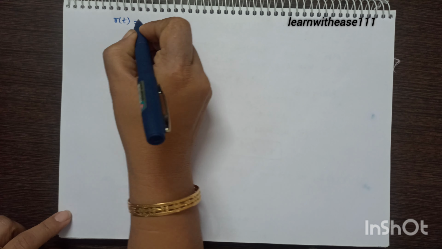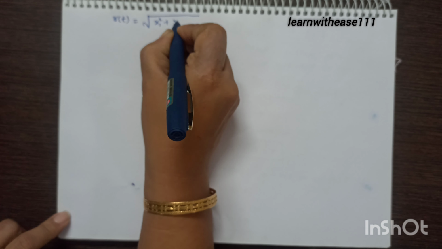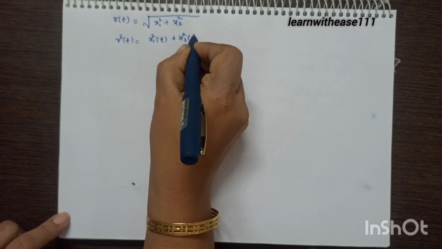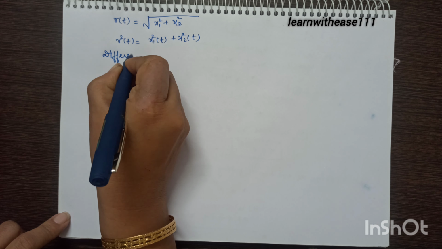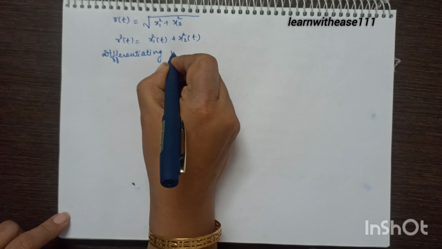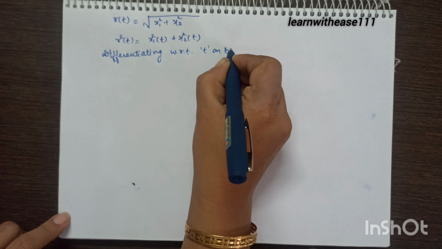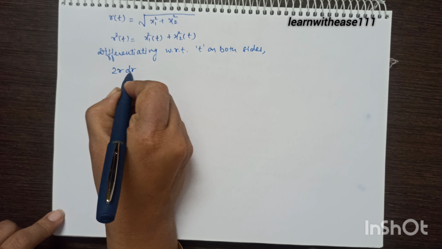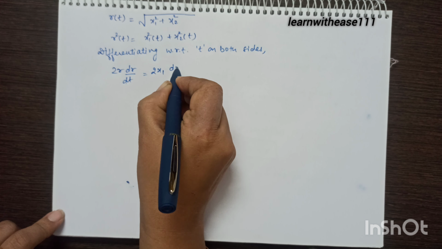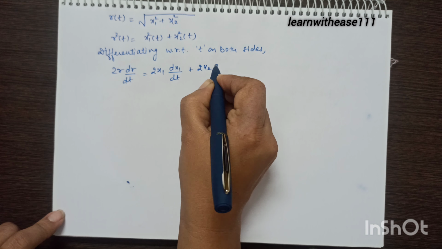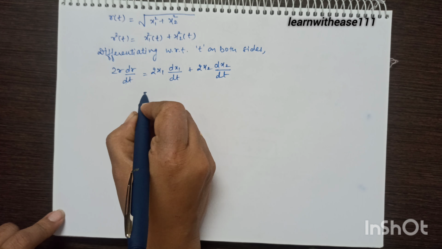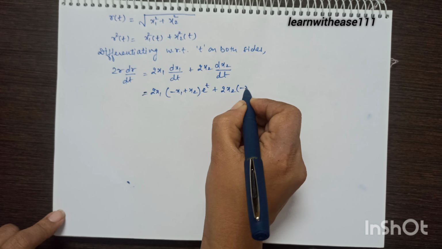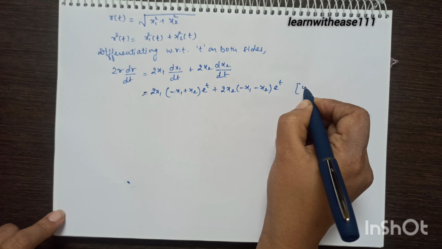Writing r as the square root of x1 square plus x2 square. For differentiating, we are squaring this. R square is equal to x1 square plus x2 square. Differentiating with respect to t, both sides, 2r dr by dt is equal to 2x1 dx1 by dt plus 2x2 dx2 by dt. And substituting the values of dx1 by dt and dx2 by dt using equations 1 and 2, which we previously discussed.